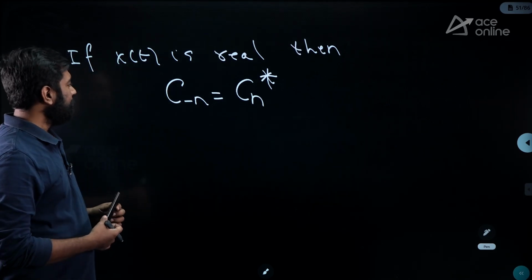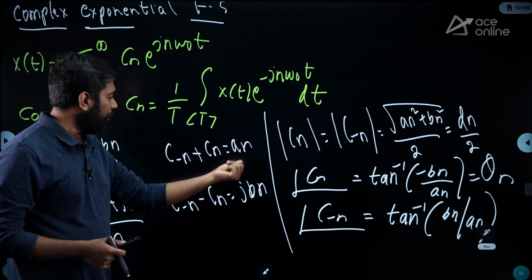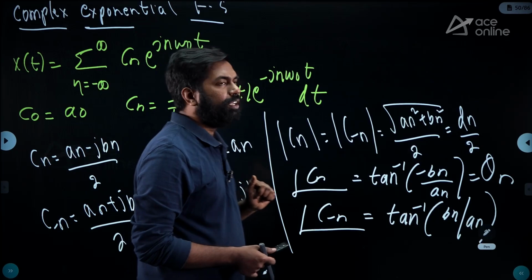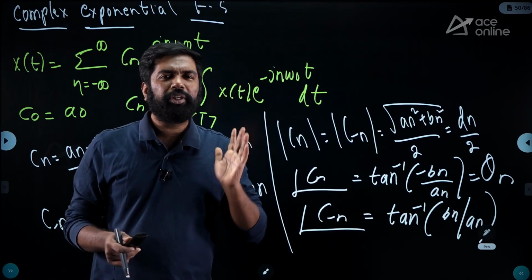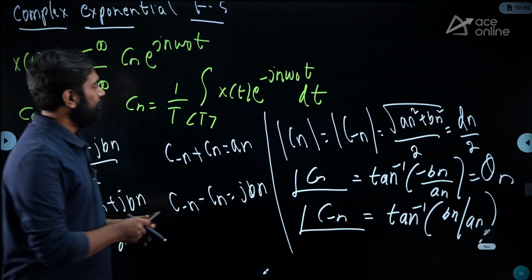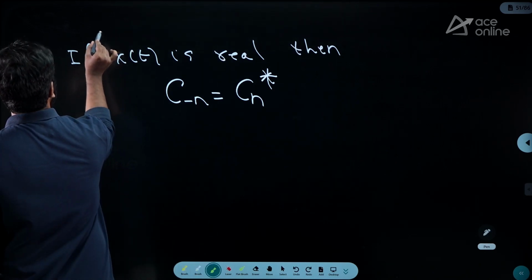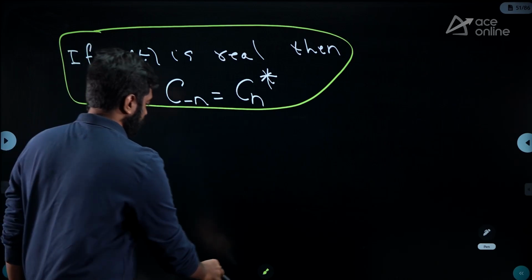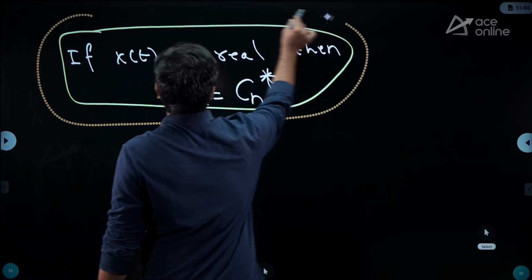Once you know Cn and C minus n, look, An can be calculated, Bn can be calculated, every other detail can be easily calculated. So most of the time real periodic signals would be given. Very rarely they will put a complex periodic signal. Is this important? Yes, very important relation. So with this we'll move on to the properties.